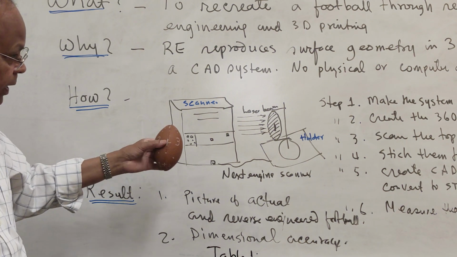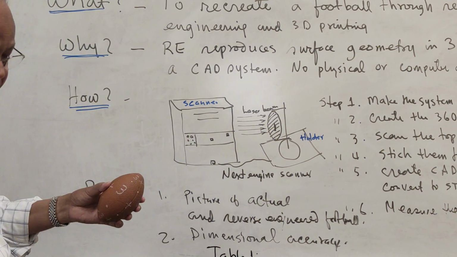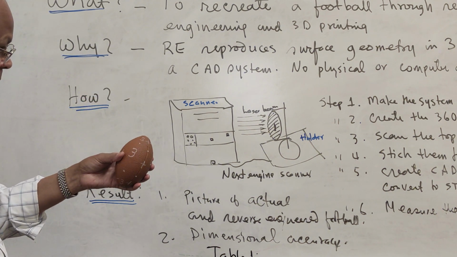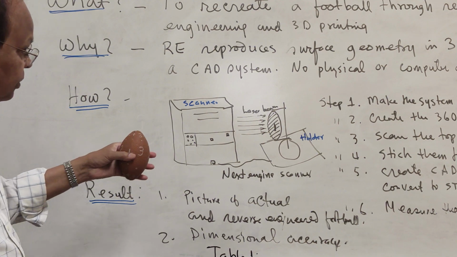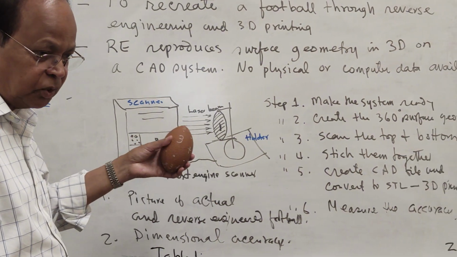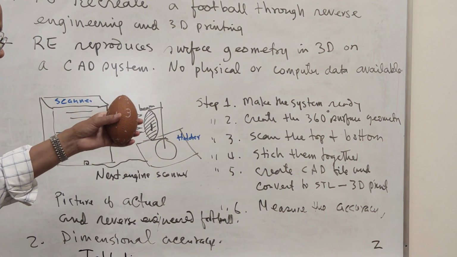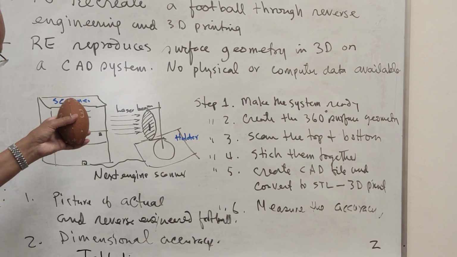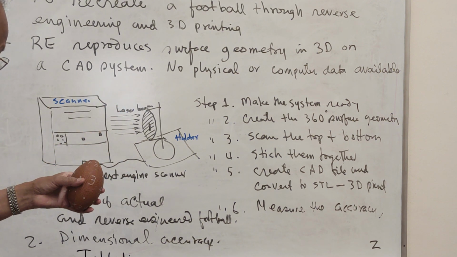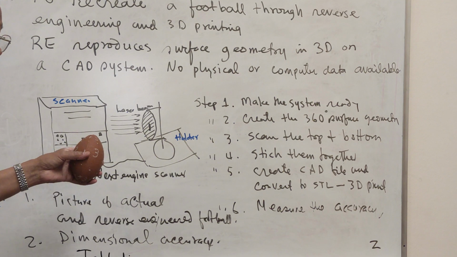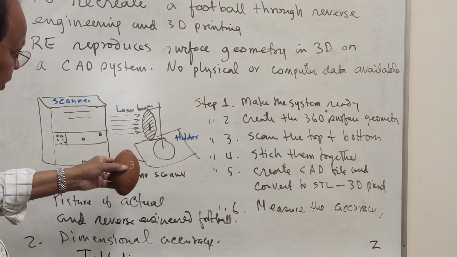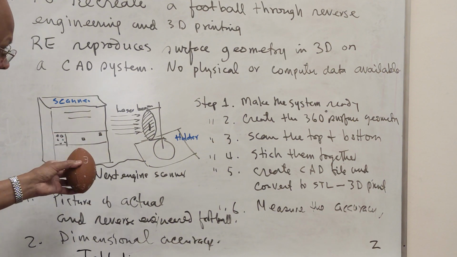Basically, we're going to go through 5-6 steps of recreating this reverse engineered football. First thing, step 1, make this system ready. We'll give you a demonstration, especially our lab manager will show you how to turn on the scanner, how to go to a computer, and bring up the software. Once everything is ready, you put the football on the holder and start scanning.